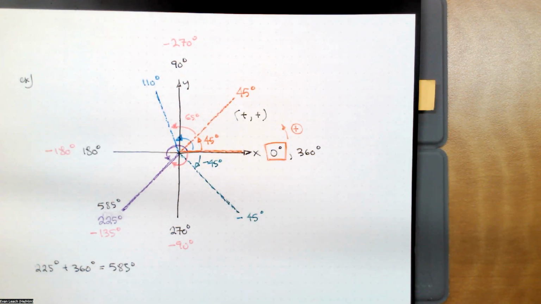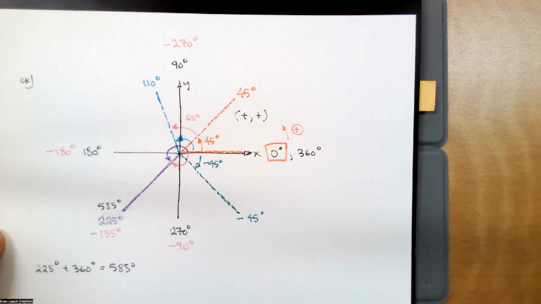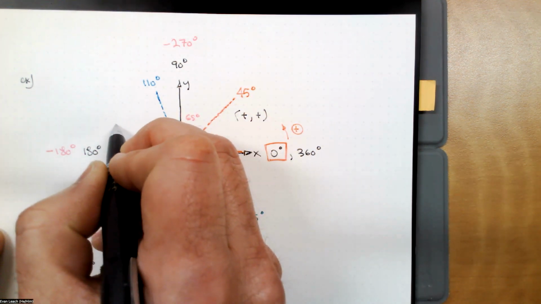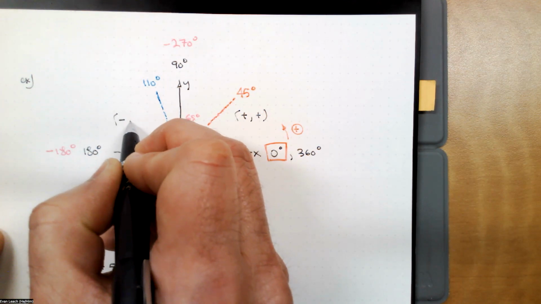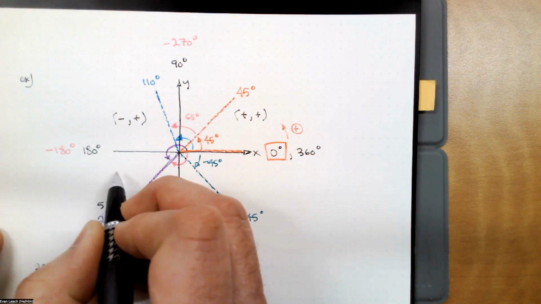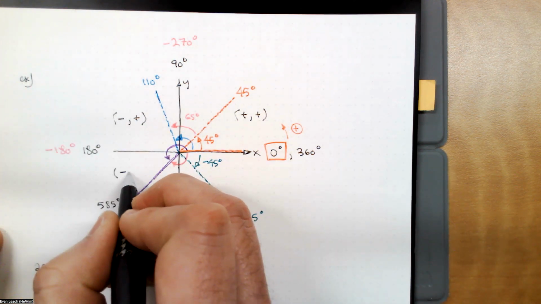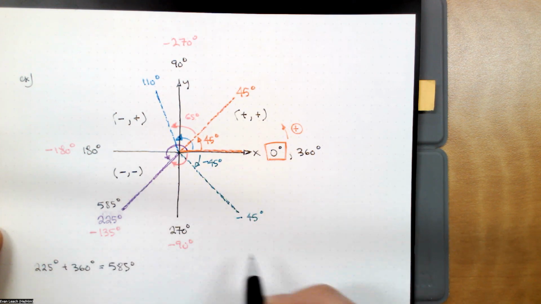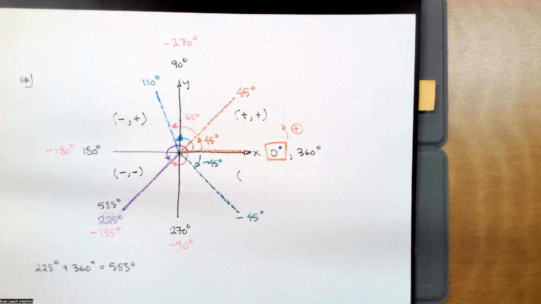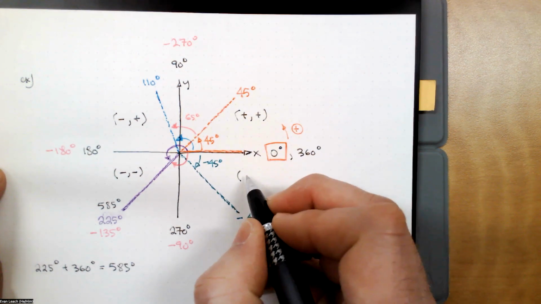In the second quadrant, what are the x coordinates going to look like? The x coordinates will be negative, but what about the y coordinates? Positive. So in the second quadrant, X coordinates are negative, y coordinates are positive. In the third quadrant, what are the x coordinates? Still negative. And what are the y coordinates? Also negative. Sleepy. In the fourth quadrant, what are the x coordinates? Positive, and the y coordinates? Negative.